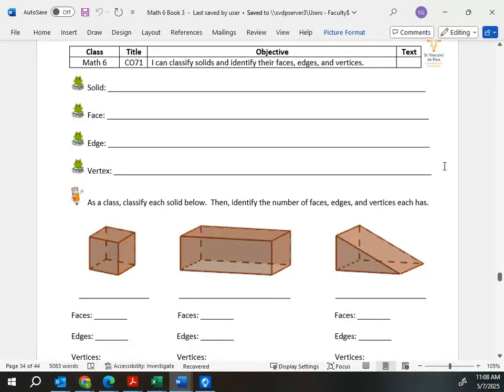Okay, good morning. Today we are doing our last objective of this unit. CO71, I can classify solids and identify their faces, edges, and vertices. So this is the last objective. Tomorrow is Thursday and then Friday. Tomorrow and Friday will be retake days in class.